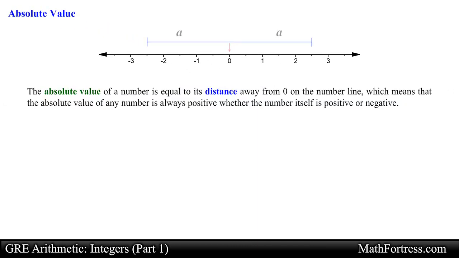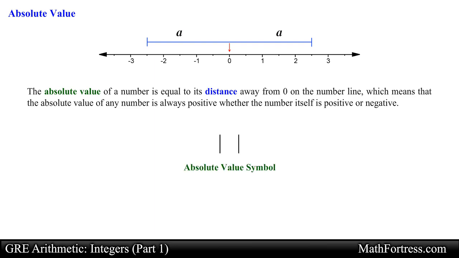The 4 basic operations that can be applied to integers are addition, subtraction, multiplication, and division. Before we talk about these operators, let's talk about the absolute value of a number. The absolute value of a number is equal to its distance away from 0 on the number line, which means that the absolute value of any number is always positive, whether the number itself is positive or negative. The symbol for absolute value is a set of double lines.